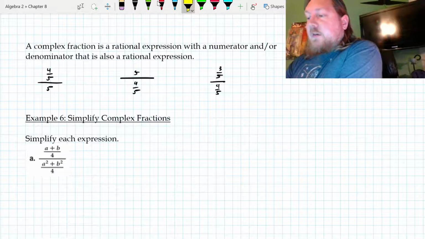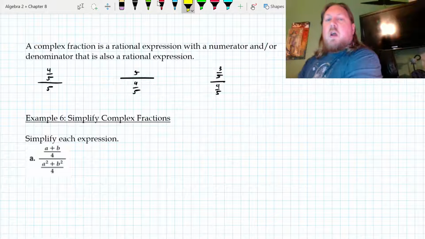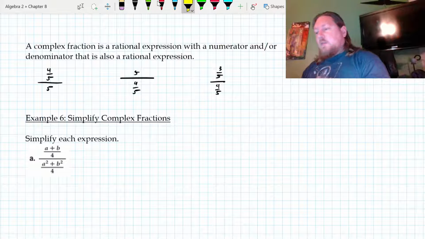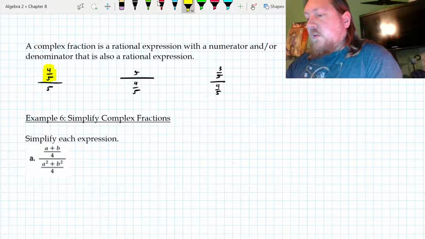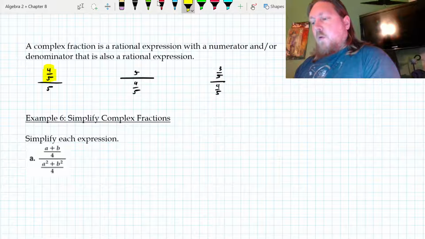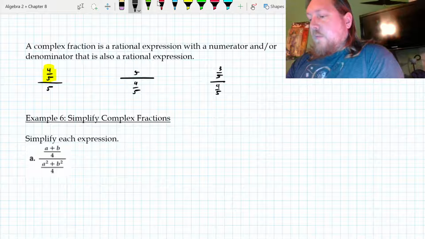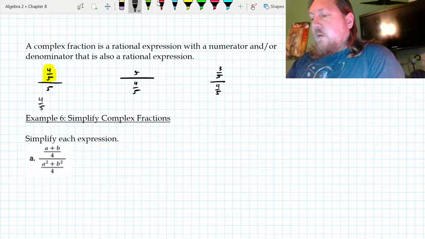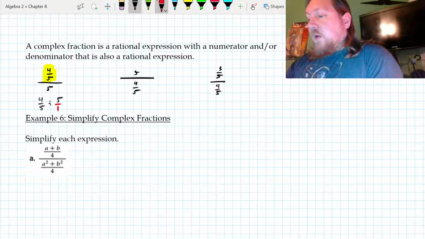A complex fraction is a rational expression with a numerator and/or denominator that's also a rational expression. So, for example, here you can see the numerator in this first example is 4 over 5. So what this basically translates into is 4/5 divided by 5, which we know is really just 5 over 1. We flip the second and multiply.